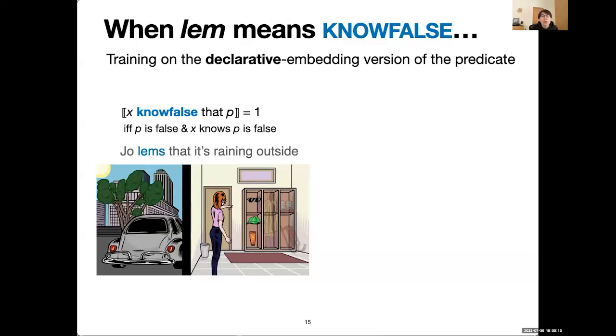Okay, let's move on to the other predicate, no false. X no false that P basically means that P is false and X knows that P is false. So our participants learned this meaning by observing that, for example, Joe lems that it's raining outside is true in this picture. So in this picture, Joe is pointing at the sunny gear and it's sunny outside. And so she knows that it's not true that it's raining outside. It's false that it's raining outside. So under the no false reading, this sentence is true.